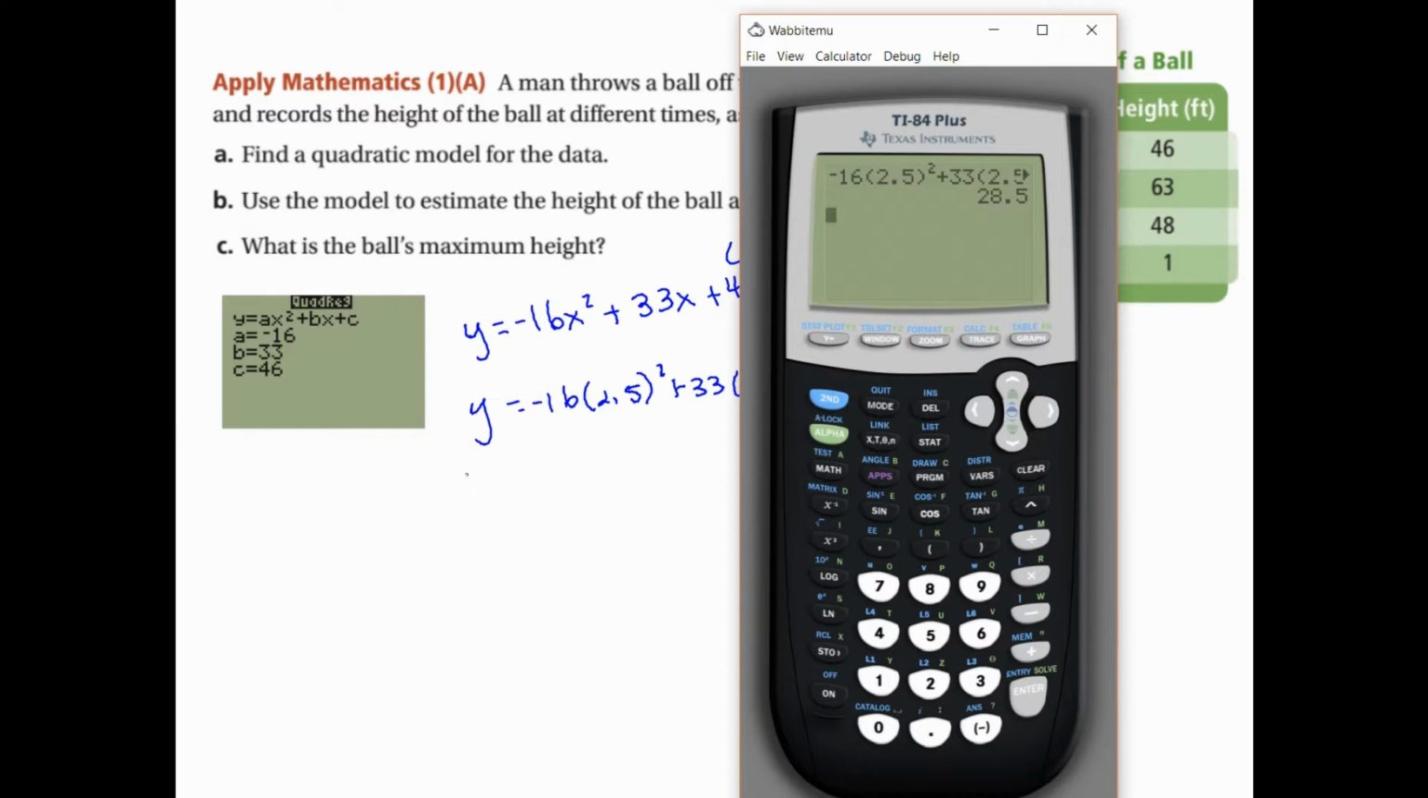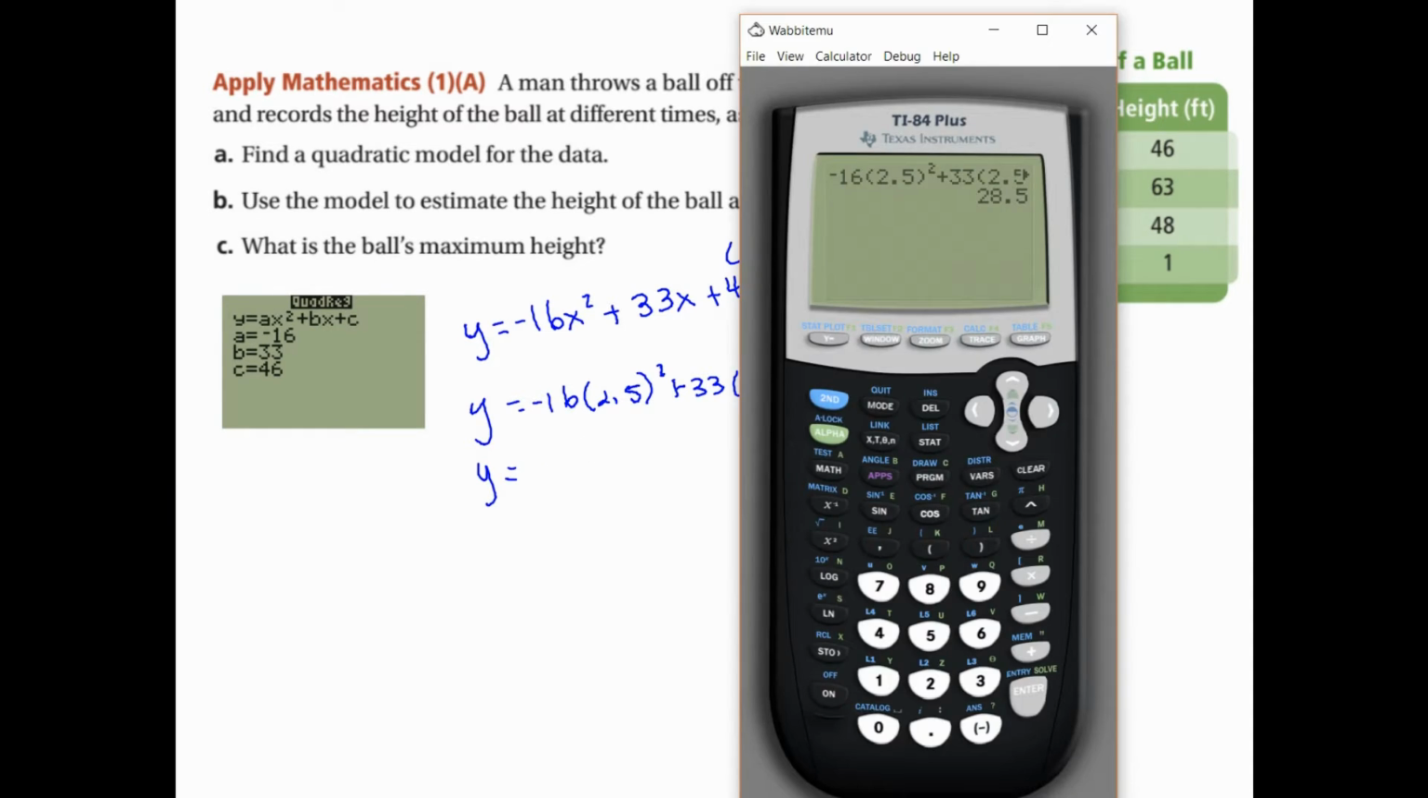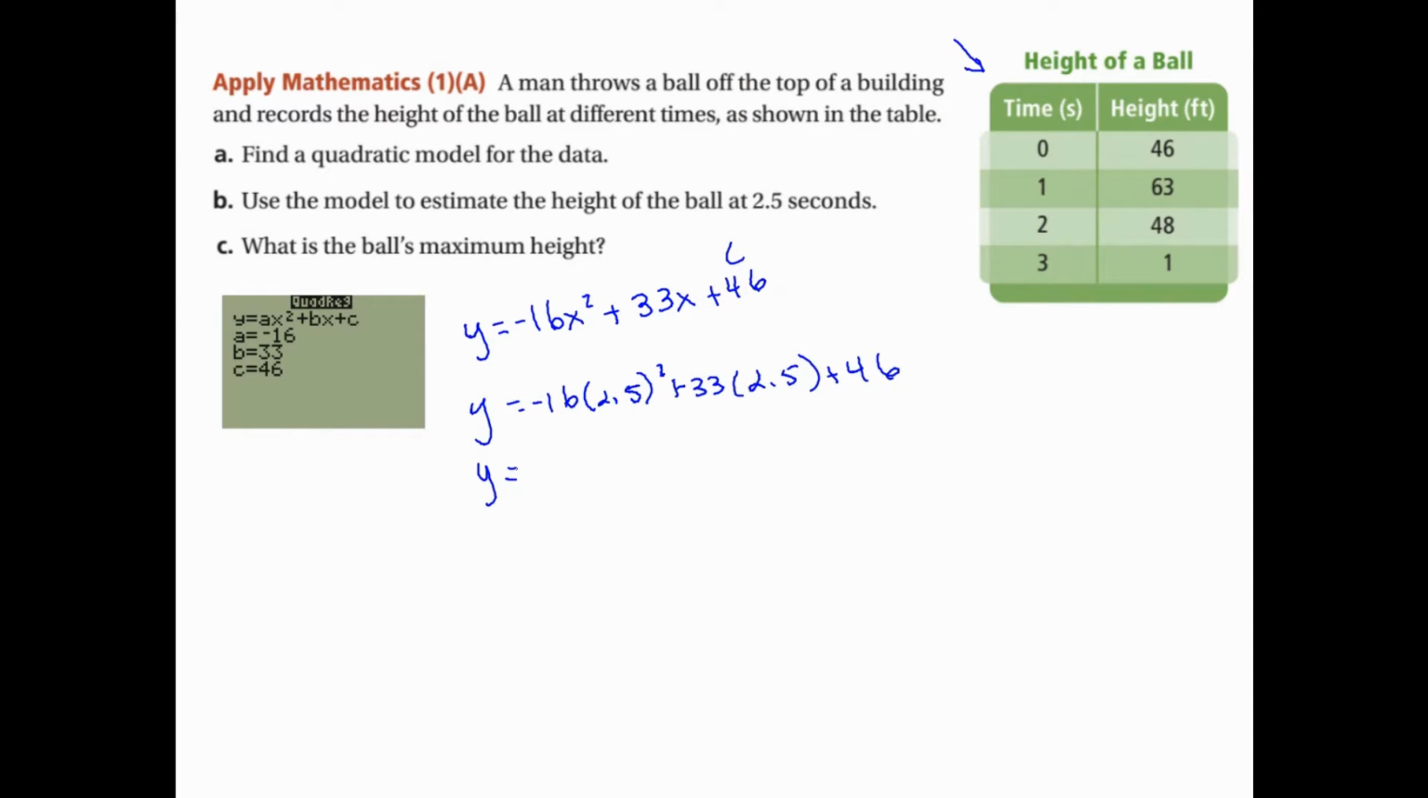So we're going to go ahead and record that. So y equals about, and what was that, 28.5, right? Yeah, 28.5, and don't forget your unit, feet. That's an ugly 2. There we go. That's a little bit better. Alright, so that's part B.